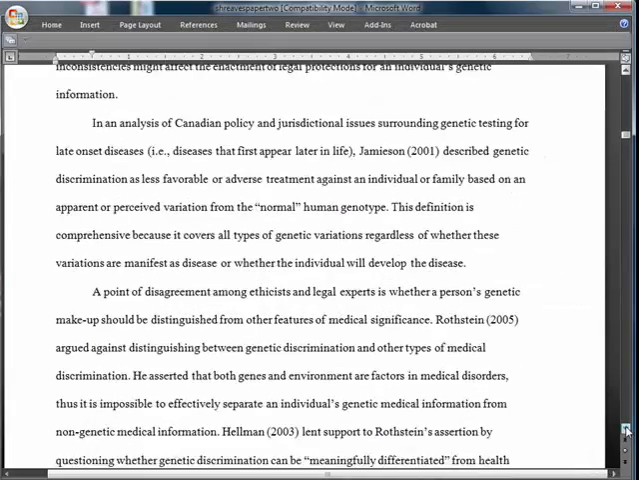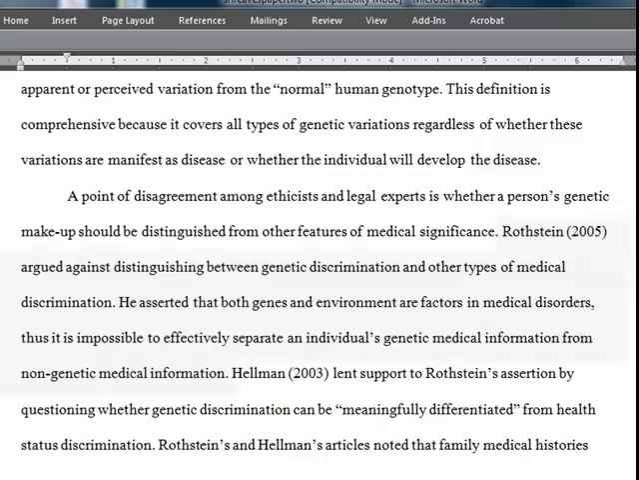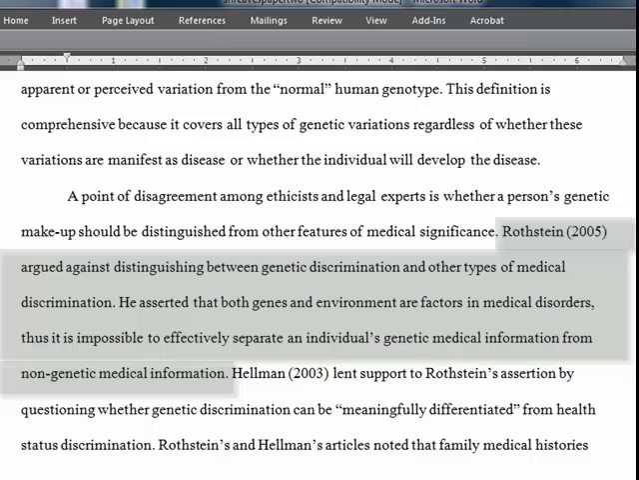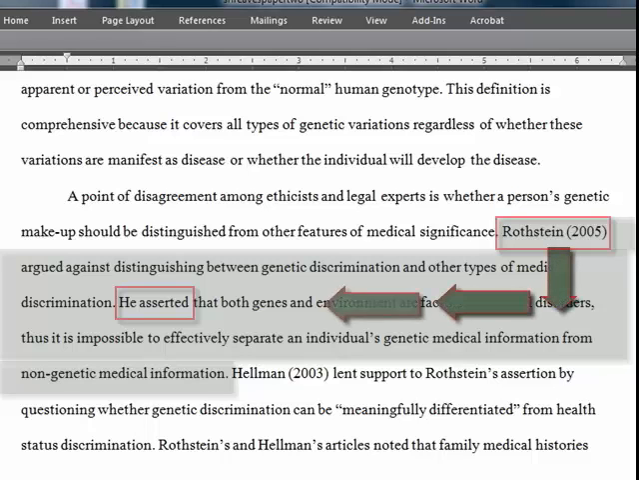Continuing with the last paragraph on this page, both of those sentences that you see highlighted here refer to the Rothstein study or source. However, only one citation was necessary because the second sentence, which refers to this source, was continued with a pronoun that refers to Rothstein. Thus, the student author cleverly prevented the needless repetition of another in-text citation to Rothstein.